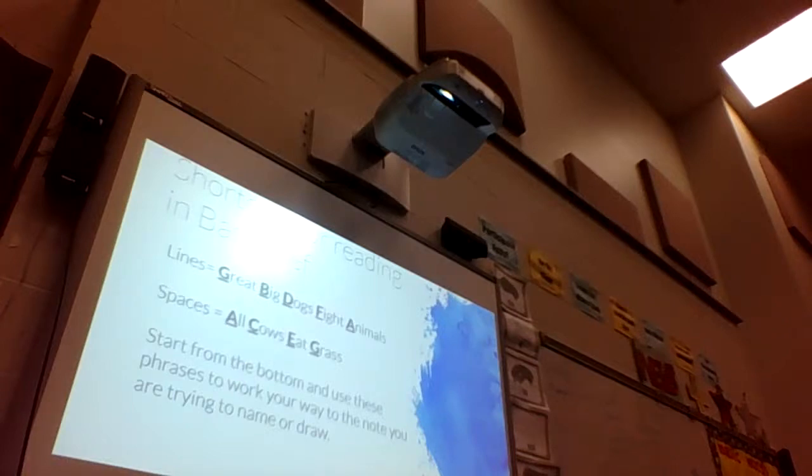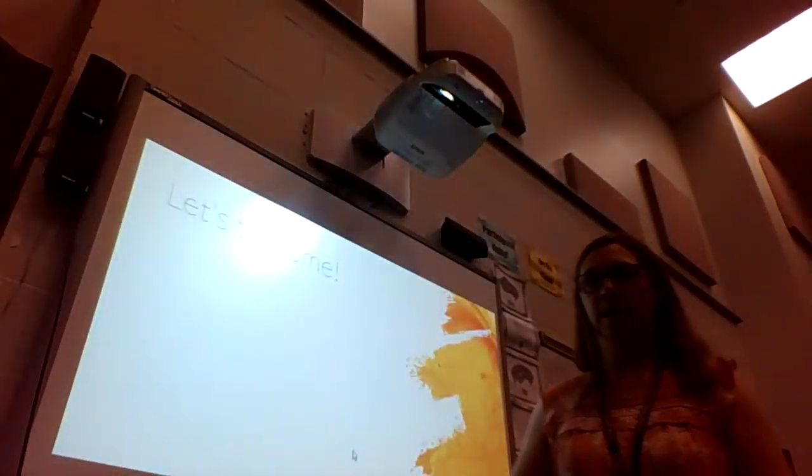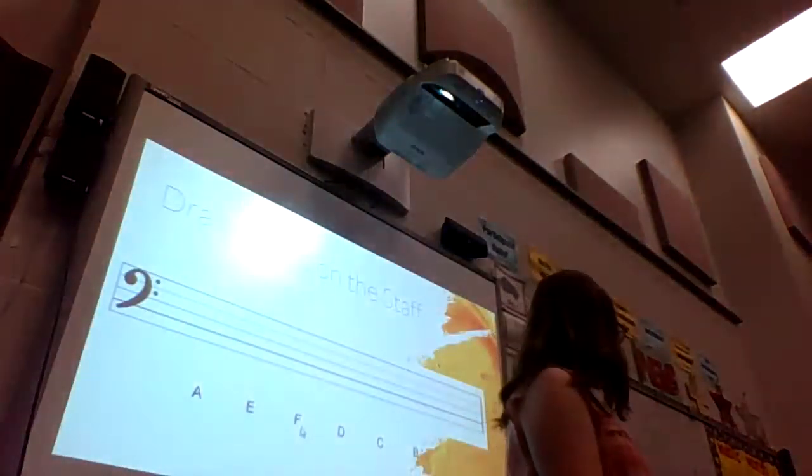Our shortcuts for bass clef work the exact same way. You're gonna start from the bottom, either line or space, and use that shortcut to figure out the letter name of that note. Okay, so lines, great big dogs fight animals. And then spaces, all cows eat grass. So same thing as last time.